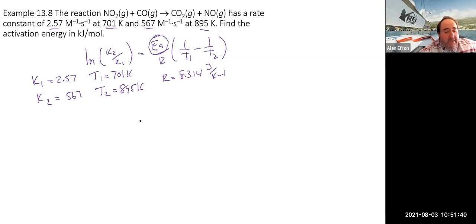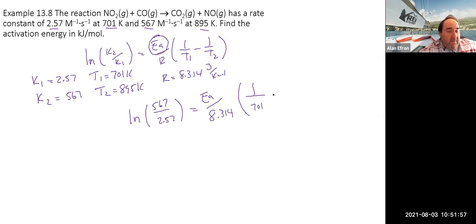So we can plug our numbers in. The natural log of k2 over k1, which is 567 divided by 2.57, is equal to Ea, which is what we're solving for, over 8.314, times our first temperature, 701, minus 895. If we clean up the left-hand side, we want to divide first and take the natural log of it. That gives us something like 5.396. It's equal to Ea over 8.314.